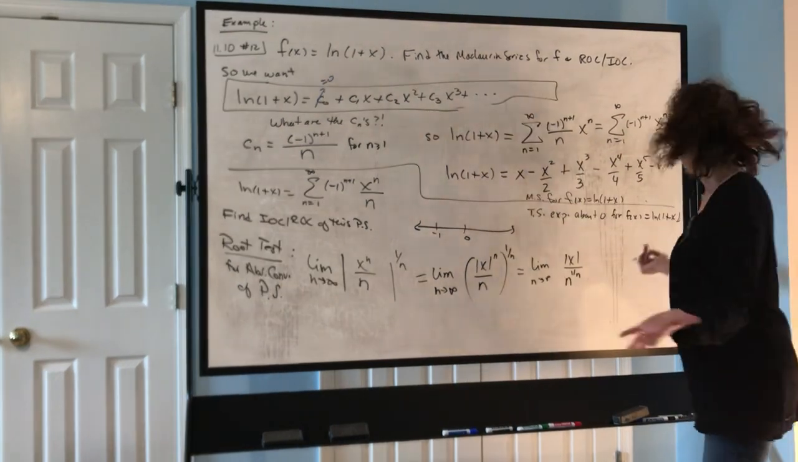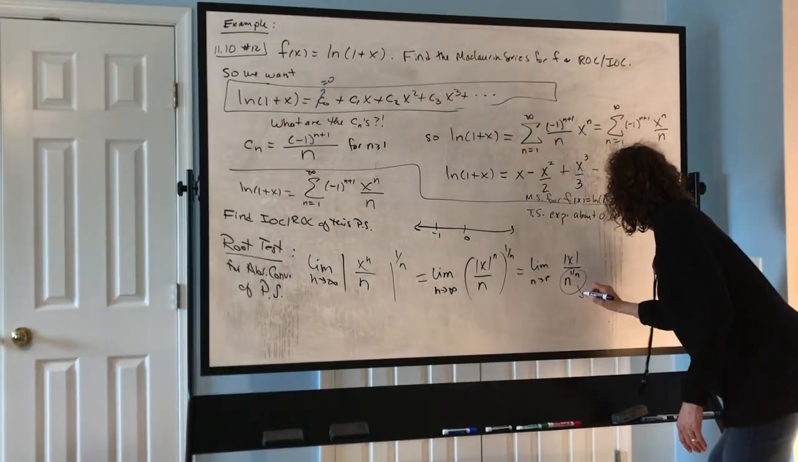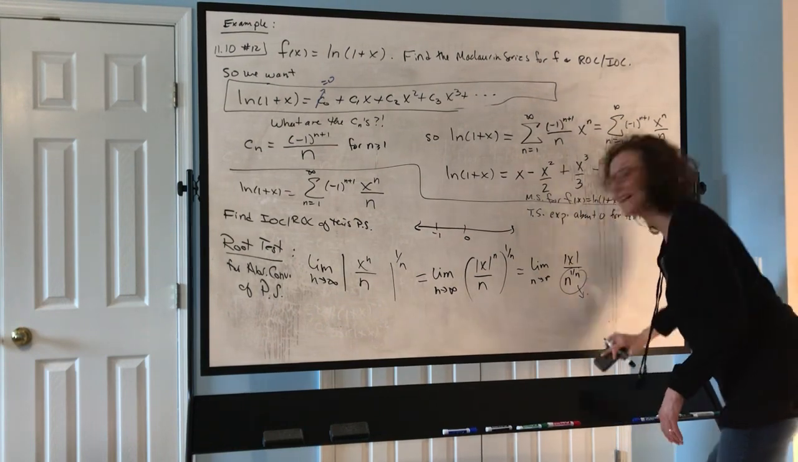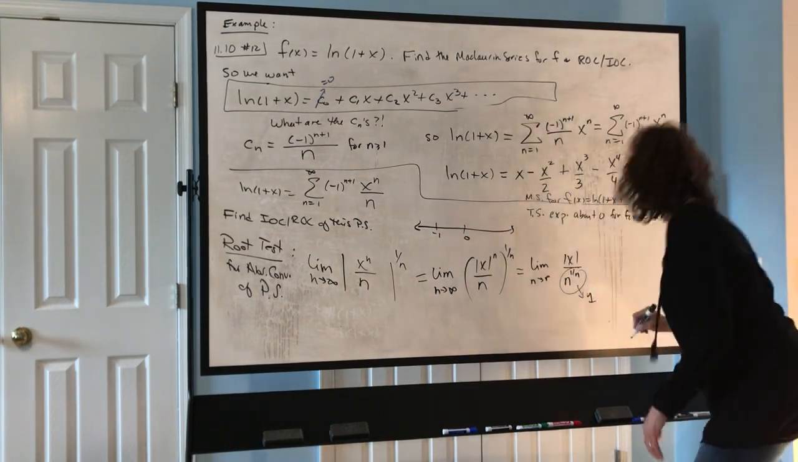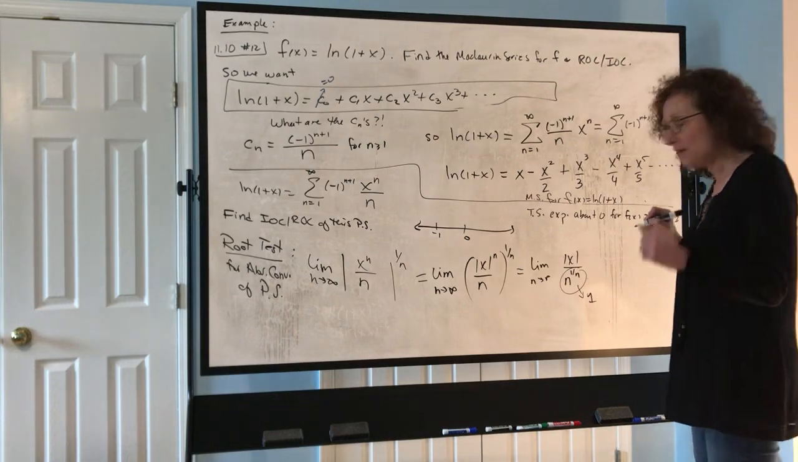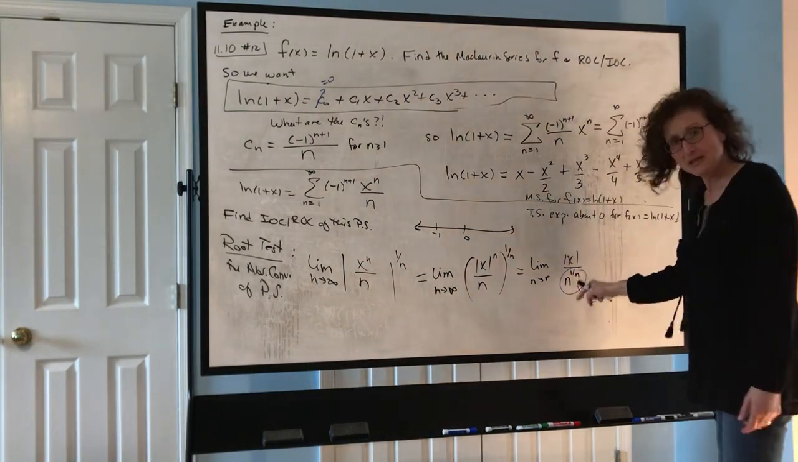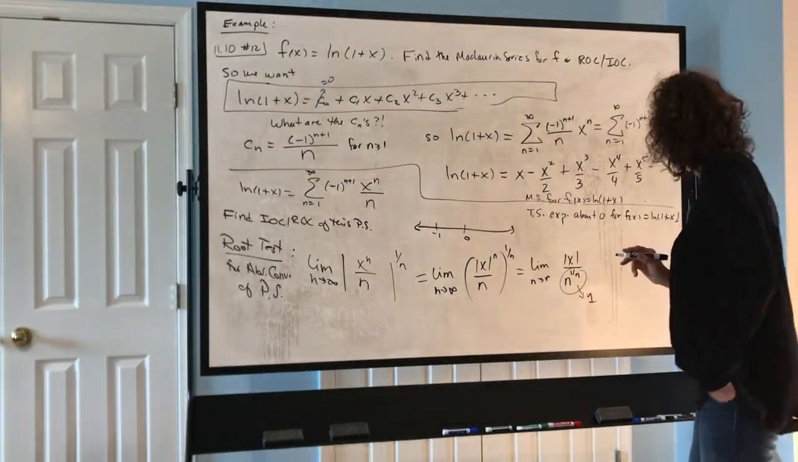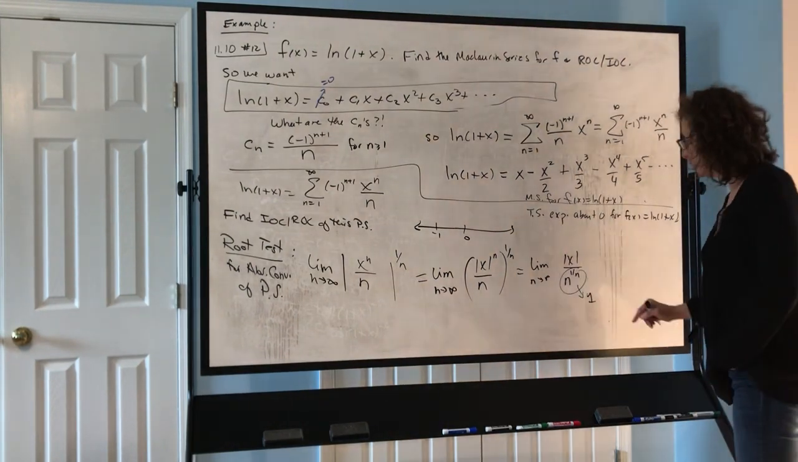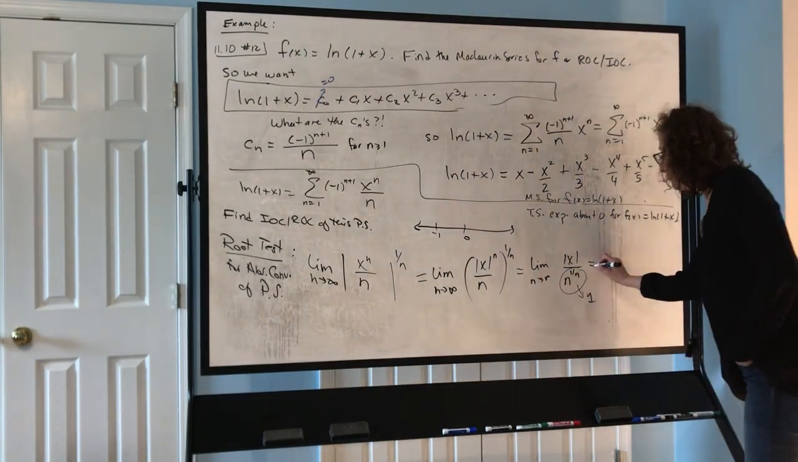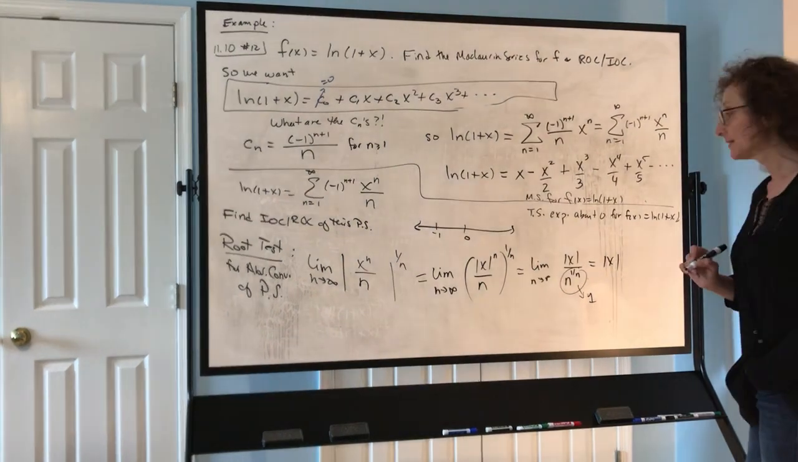Why? What does that go to? Good, that goes to 1. We proved that, with this infinity to 0 indeterminate form, using logarithm and L'Hopital's rule. We proved that goes to 1. We love that, it's super simple. That means this result is the absolute value of x.